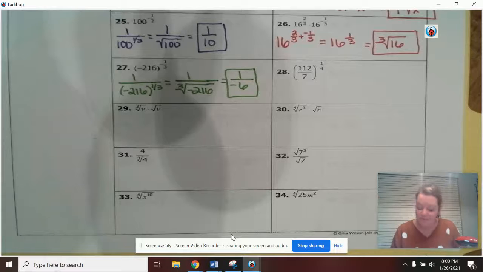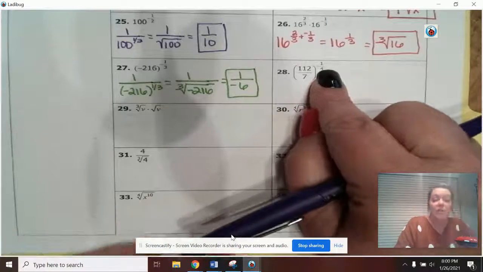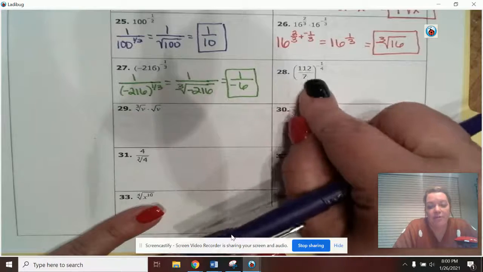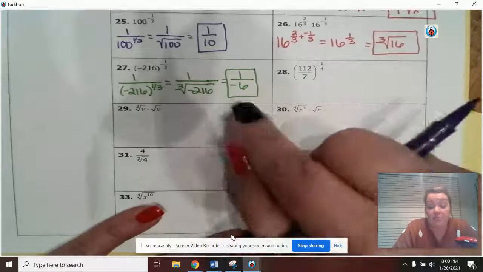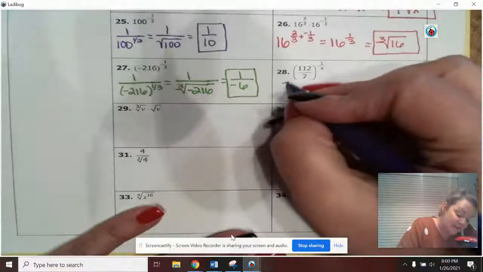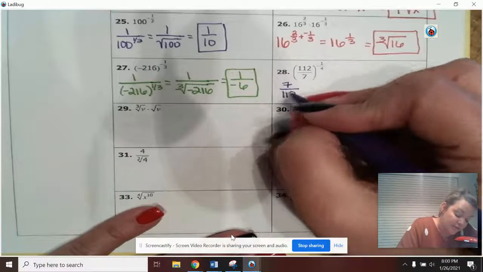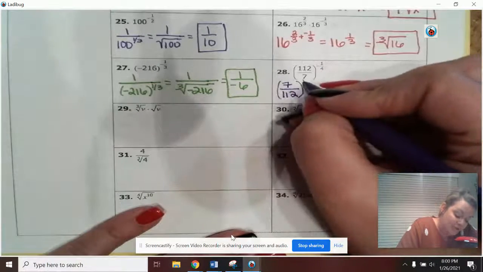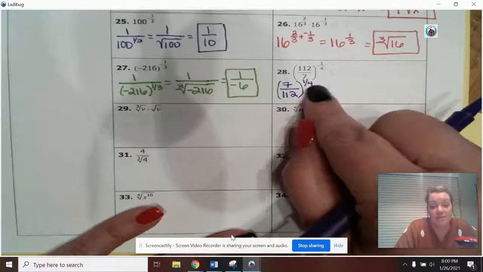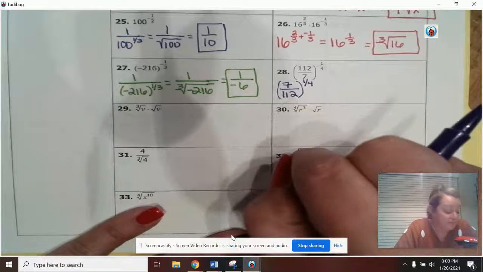Okay, 112 over 7 to the negative 1/4. I need to raise that. This is a negative 1/4. So I can't just move it to the bottom of the fraction because I have a fraction that has a numerator and a denominator now. So what you do instead is you flip the fraction. So it's 7 over 112, all raised to the positive 1/4. So instead of negative 1/4, it's positive 1/4 because we just flipped it.